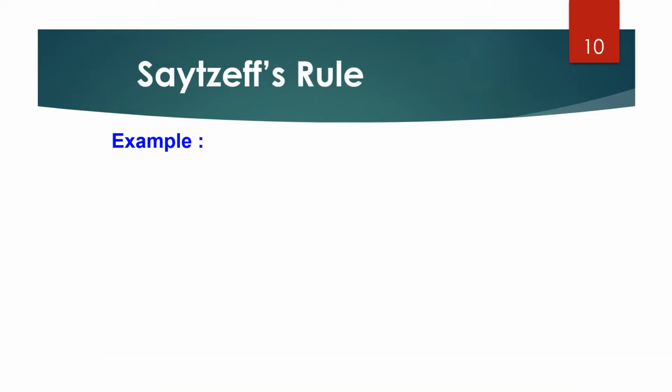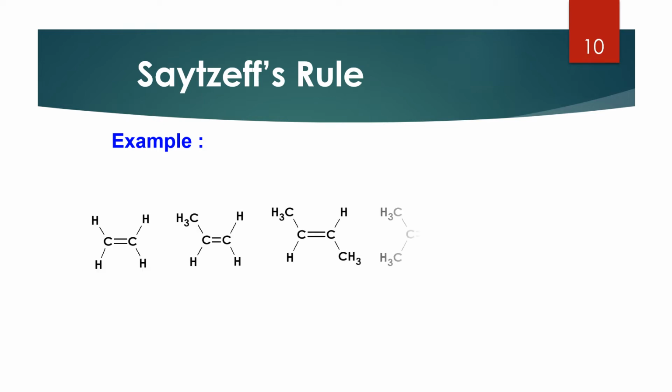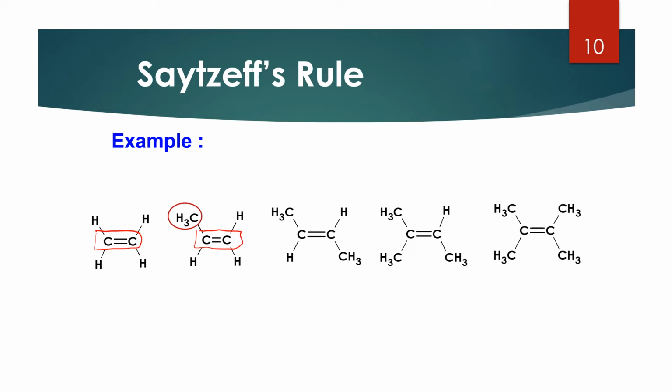Let's take a look at an example of how to determine the stability of alkenes. The first structure shows an alkene with a carbon-carbon double bond with no alkyl group. The second structure shows an alkene with a carbon-carbon double bond with one alkyl group. The third alkene shows a carbon-carbon double bond with two alkyl groups.